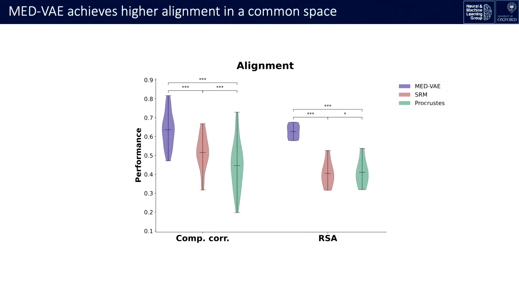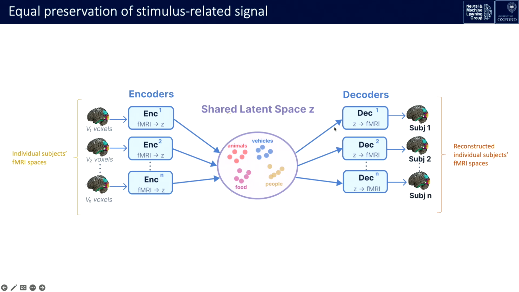Staying in this common space, we quantified the cross-subject alignment with a component correlation that quantifies if different latent dimensions of the common space encode similar things across subjects, for example, animalness, and with RSA, and we see how our method achieves higher alignment in this common space. In the interest of time, I'm not going to show these results, but we have them in the paper.